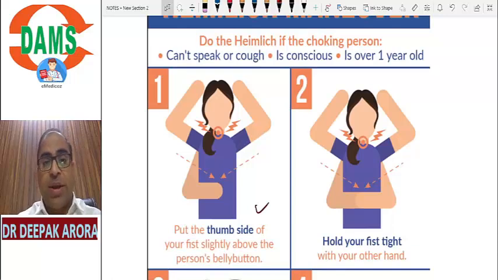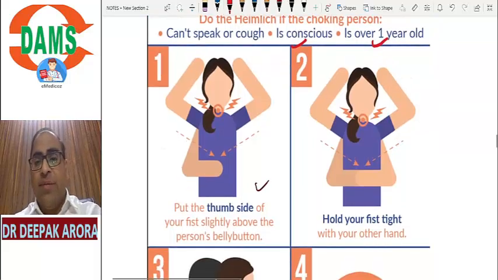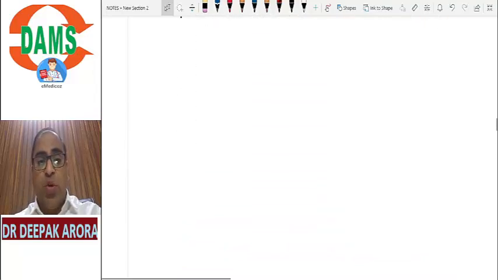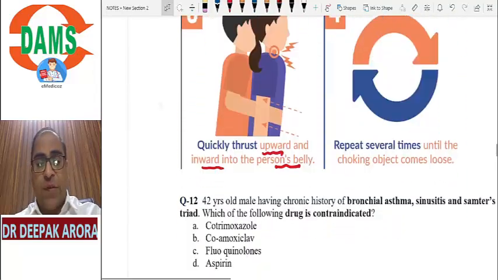Three important points: cannot speak, is conscious, and is over 1 year old. These are the important points which should be taken into consideration when you are doing the Heimlich maneuver. So option D will be the best choice.